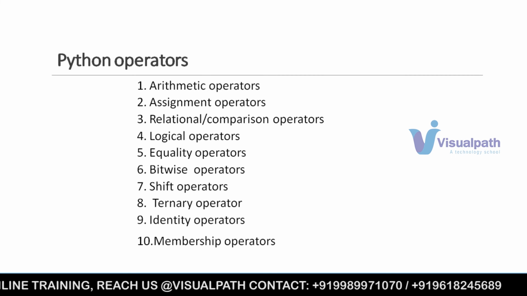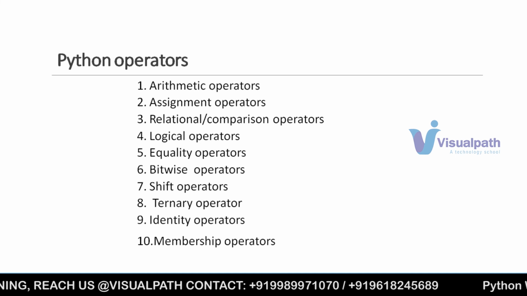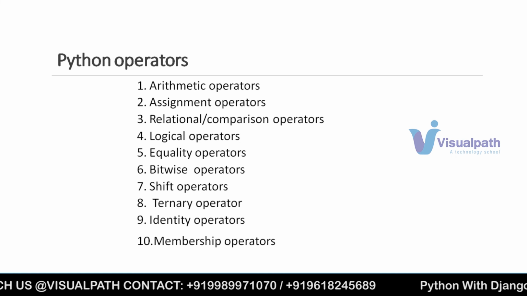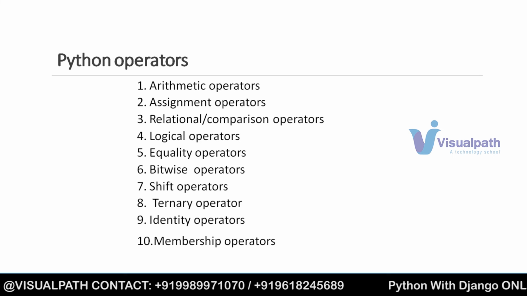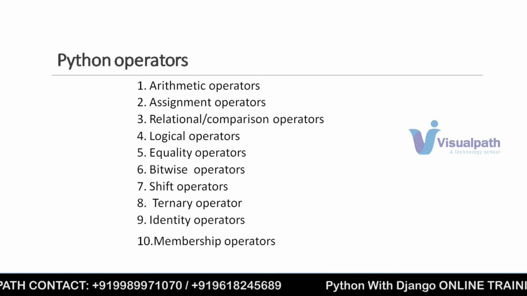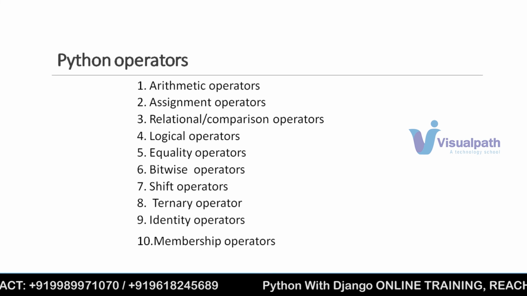So arithmetic and the others, I think there is no need to discuss in much detail because we all know what is arithmetic, what is assignment, what is relational. But what we need to know is what the return type is, what it will return. Arithmetic operators, so what all you will get. Maybe just note down these operators.